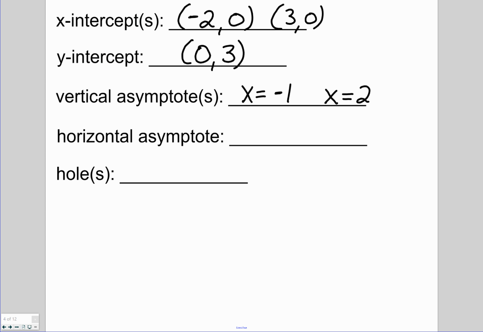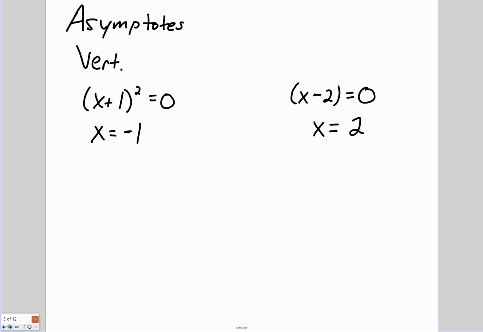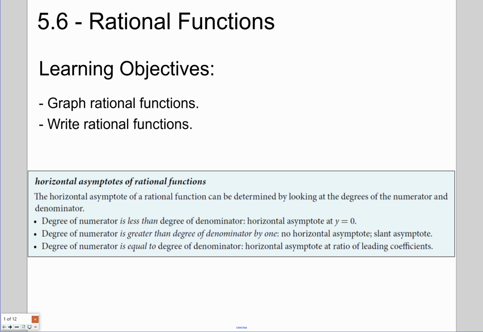All right, now the horizontal asymptote, I think, is the most challenging thing to find, because it requires you to understand this table here. It requires you to know these 3 things. Some of you are remembering this from your days in pre-calculus. So it's all about the degree of your numerator and the degree of your denominator. The degree is your highest exponent.